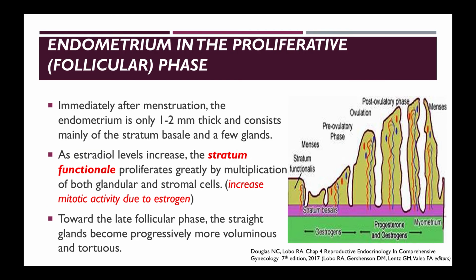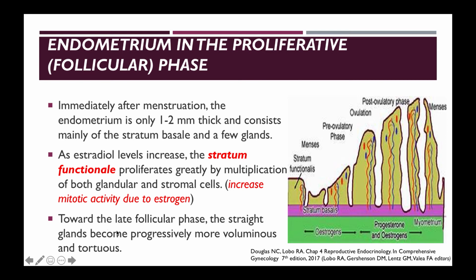Now, what happens in the endometrium during the first half of the cycle, which we also call the proliferative phase, because we already are talking about the endometrial cycle? Okay, immediately after menstruation, the endometrium is only 1 to 2 millimeters thick and consists mainly of the stratum basale and a few glands. Okay, so as the estradiol levels increase, the stratum functionalis proliferates greatly by multiplication of both glandular and stromal cells. So there's increase in the mitotic activity due to the rising estrogen levels.